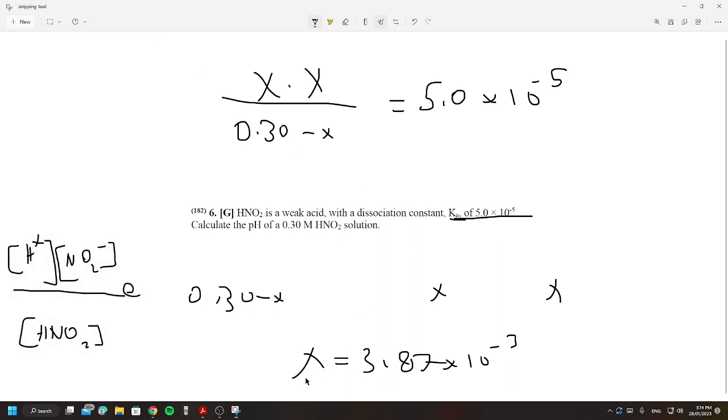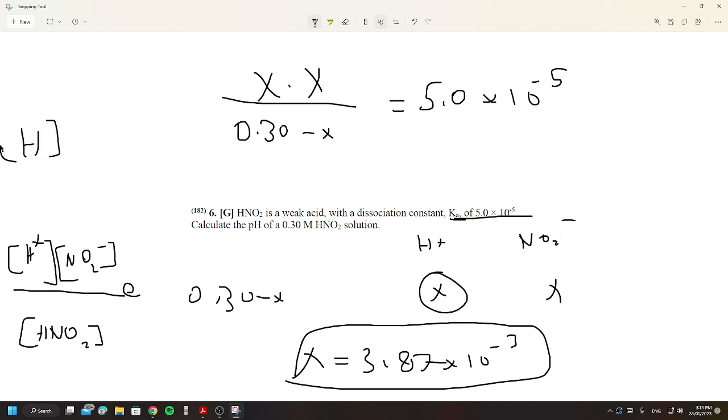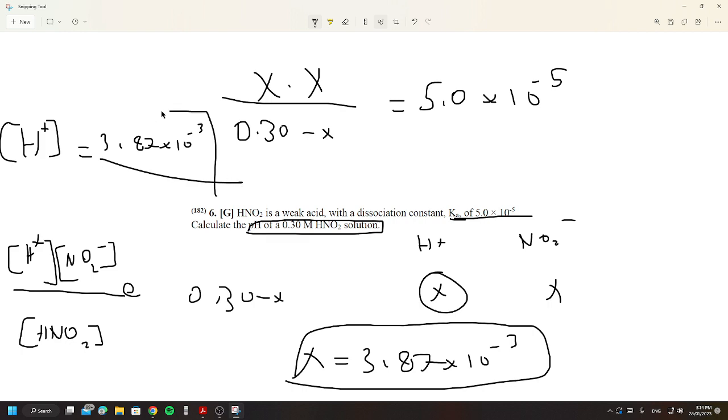Now we know x, we can substitute it into, so this was H plus and this was NO2 minus. We can substitute x into here, so the concentration of H is equal to 3.87 times 10 to the power of negative 3. Now we can apply the pH formula, so negative log this, and we're going to get our answer.